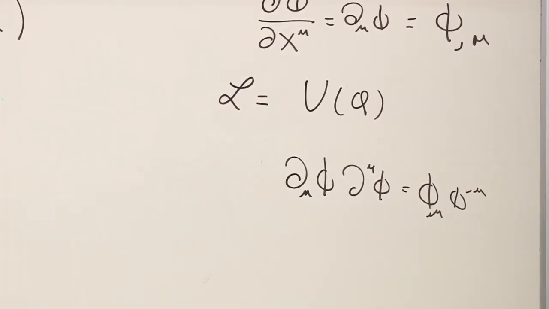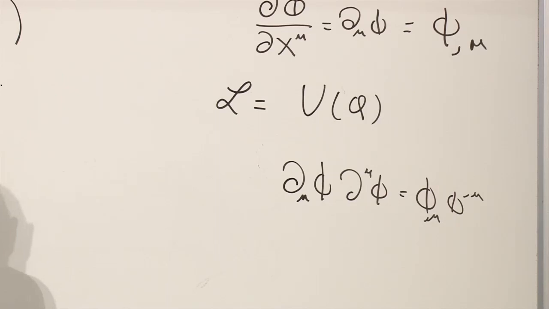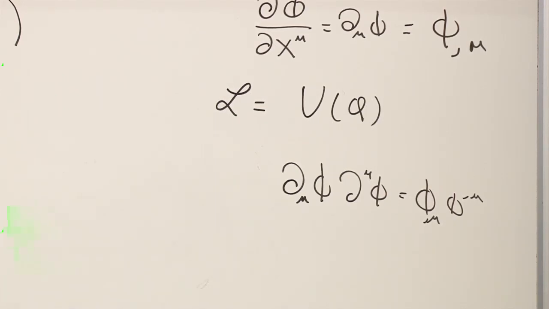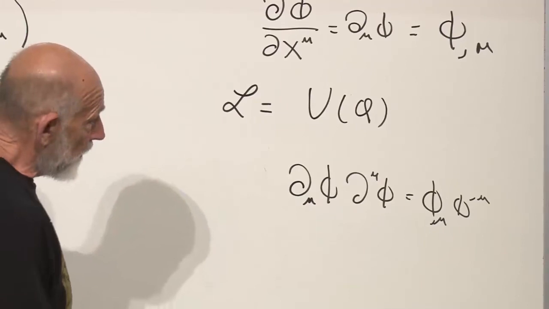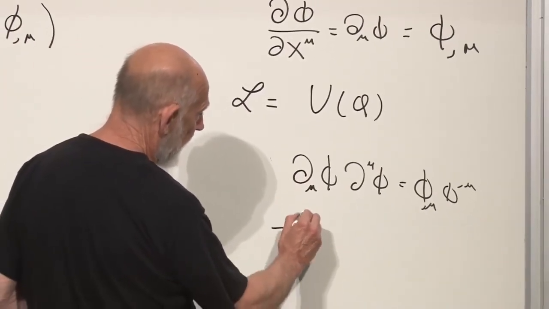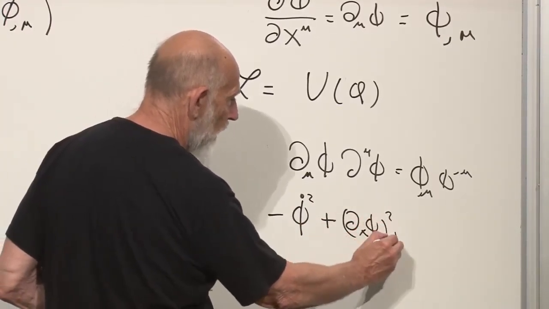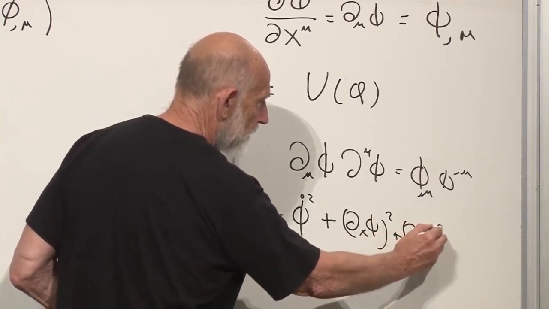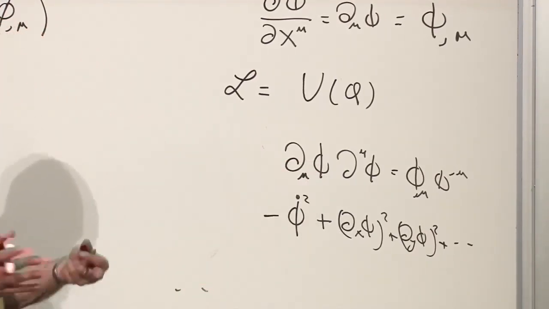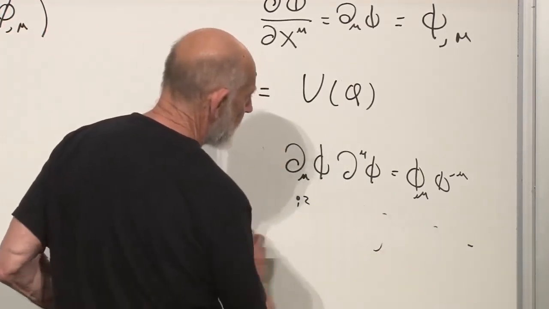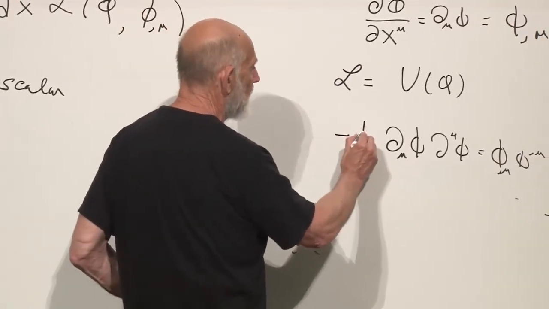And what's the difference between the upstairs index and the downstairs index? Does it mean anything to put this index upstairs? It's just a change of sign for the time component. So for example, this object here, which is a scalar, is really minus phi dot squared plus dx phi squared plus dy phi squared and so forth. It's just this change of sign of time relative to space. So assume you know about that. This could go into the Lagrangian. It's a good scalar. And by convention, this is really more of a convention than anything else, we put a minus 1/2 there.